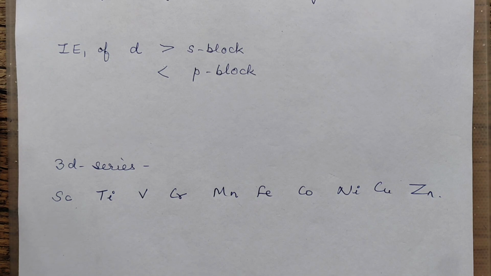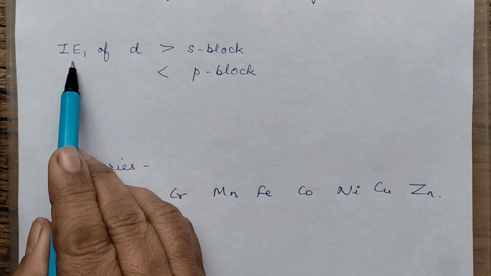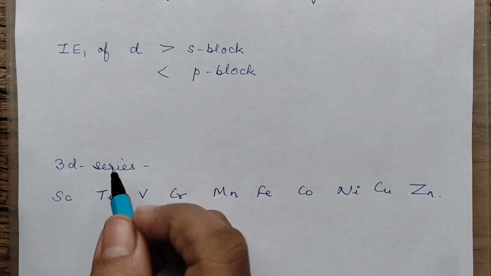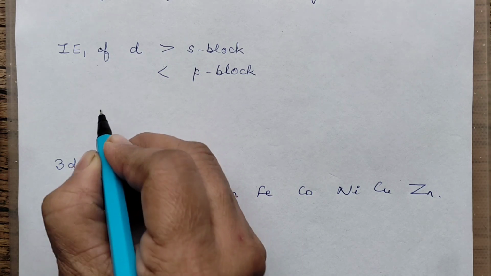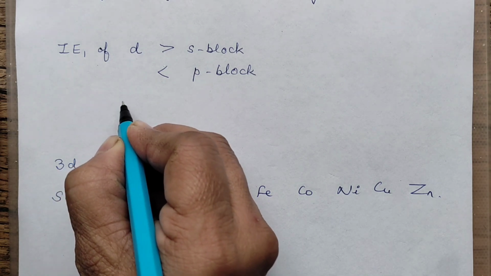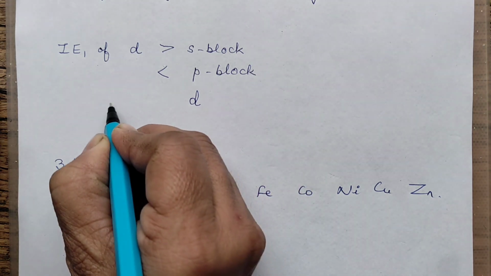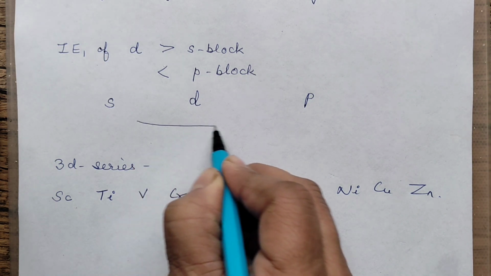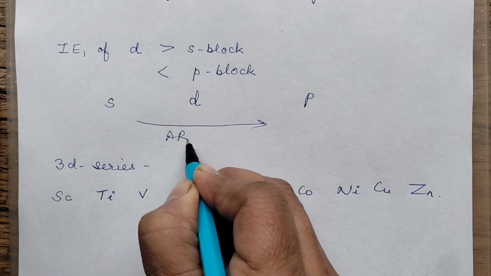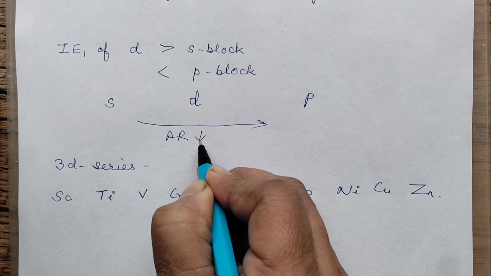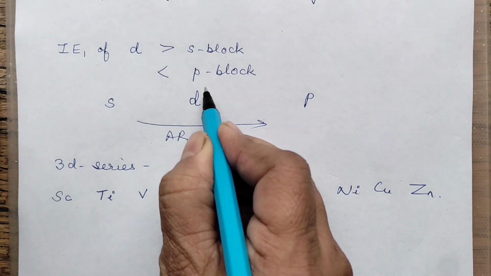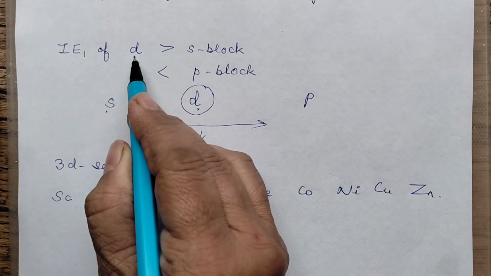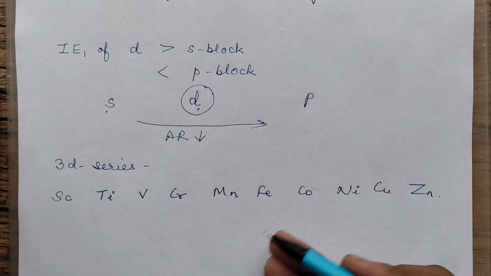Okay, now children, let's consider the next point. It said that the first ionization enthalpy of d block elements is greater than s block and less than p block. This I think you can follow because you know the position of the p block and s block with respect to d. D is in the center. On the left hand side you have s block, on the right hand side you have p block. And across the period what happens to the atomic radii? The atomic radii is decreasing, that means the d block elements have lesser size than s block. They have lesser size, so the ionization enthalpy of d will obviously be greater than s.